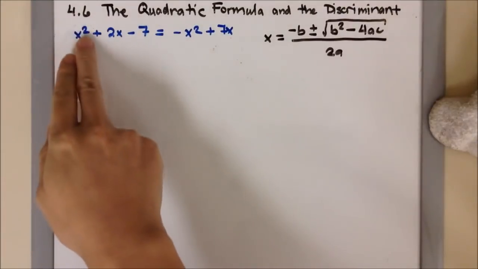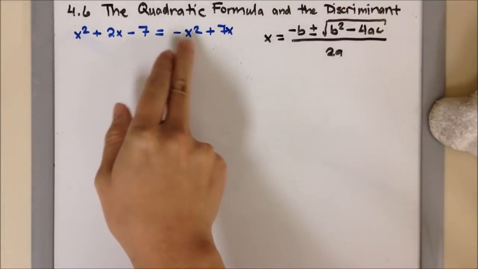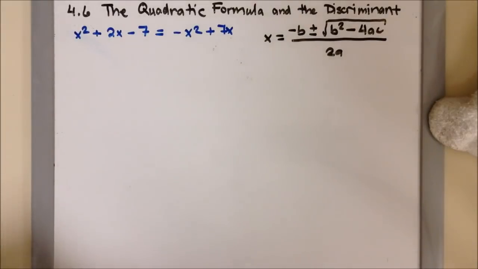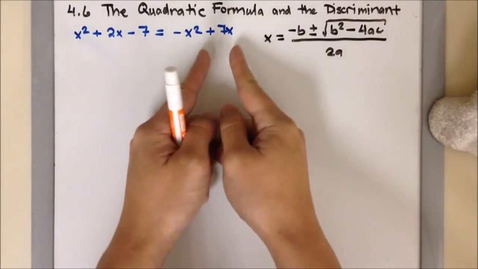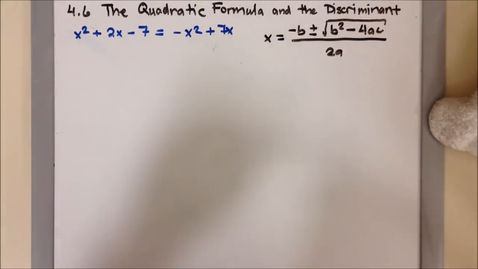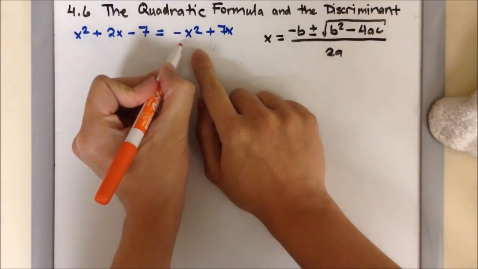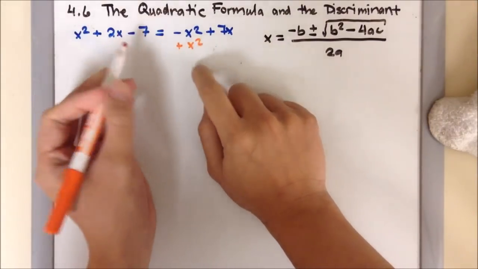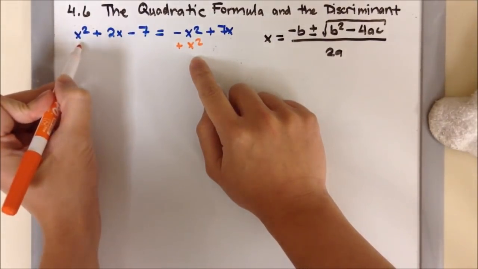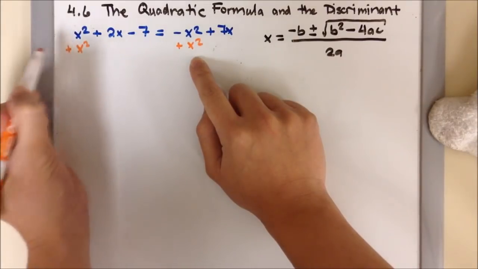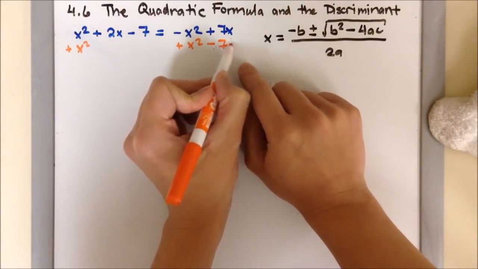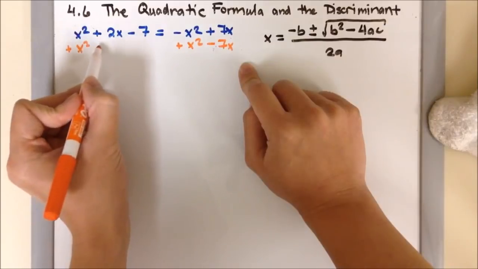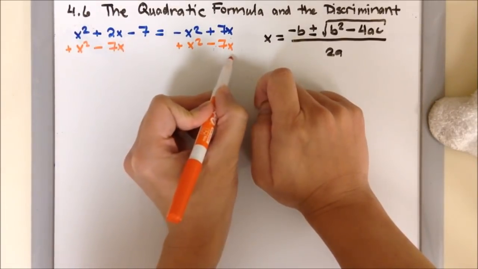In this example, we have x squared plus 2x minus 7 equals negative x squared plus 7x. So, again, we were trying to get everything on the same side. Majority is on the left side, so I'm going to try to get my negative x squared and my plus 7x to the other side. So I need to cancel out this negative x squared, which is plus x squared. So I'm going to add this x squared to this x squared. I want to cancel out the plus 7x, so that's going to be minus 7x.